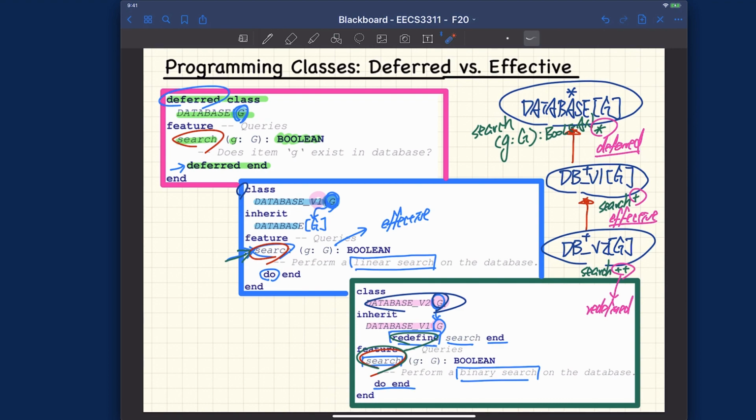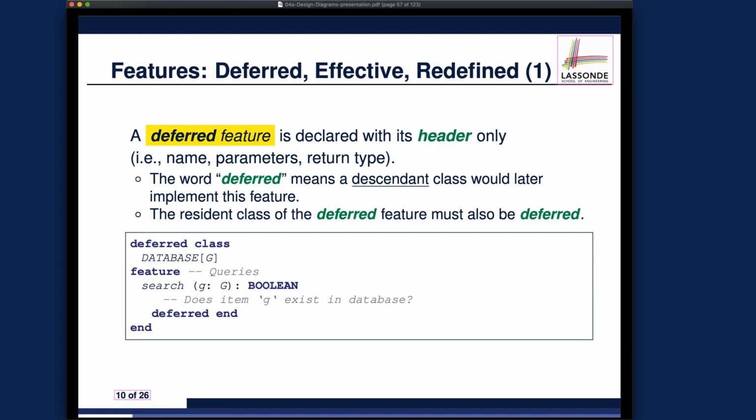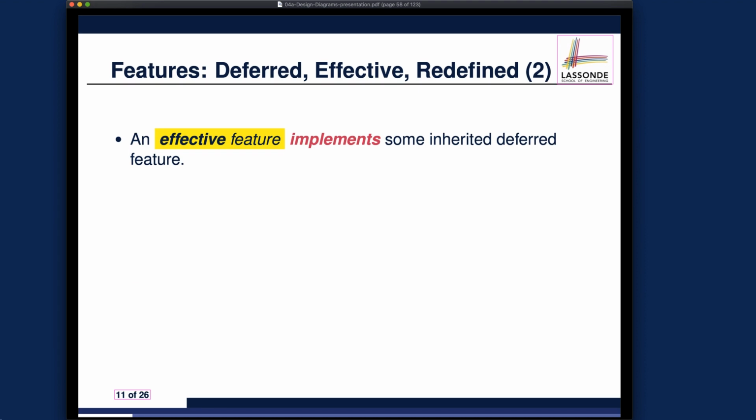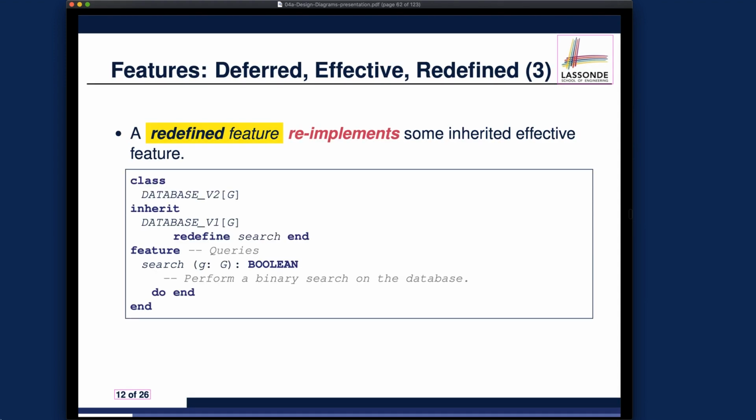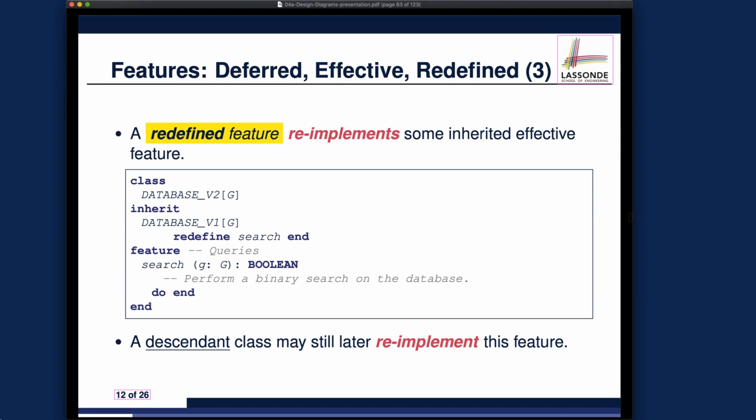Okay, so now let's go back to the slides. We already talked about this particular inheritance hierarchy with database version 1 and database version 2. I'm going to let you read the slides. We already illustrated the relationship very thoroughly. Okay, so that's about linear search, and that's about the redefined feature for binary search.